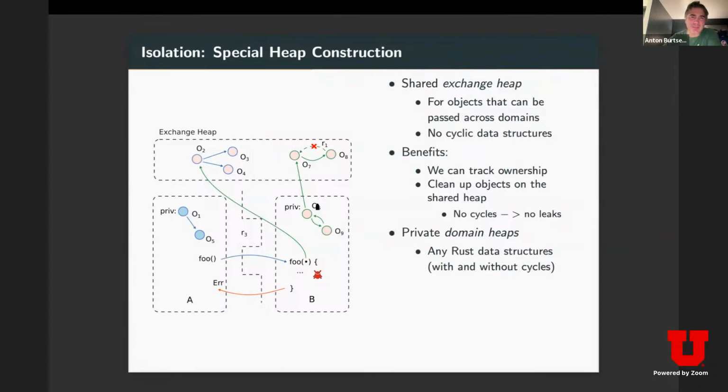But on a private heap, we allow cycles. So any data structure. I will show you how we're going to deallocate this heap separately, and everything owned by B on the shared exchange heap. For the private heap, it's much easier. We'll just wipe it at once.